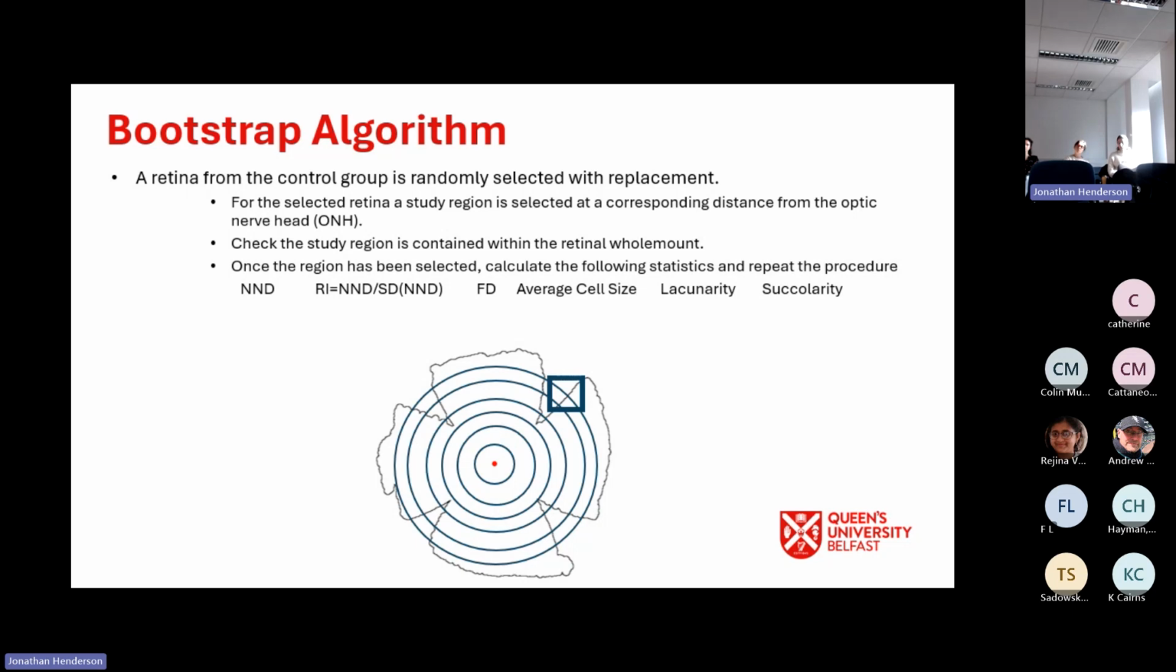And then once we were satisfied with that, we calculated our measures: our nearest neighbour distance, and then our regularity index and average cell size, which we were using in the previous studies, and then our fractal dimension, for which we used the box counting algorithm because there's no clear clusters in the process. So we felt this had the best chance of showing a difference if there was one. And then lacunarity and circularity as well. The procedure is then repeated for the different groups, so for your OHT or PONT group.